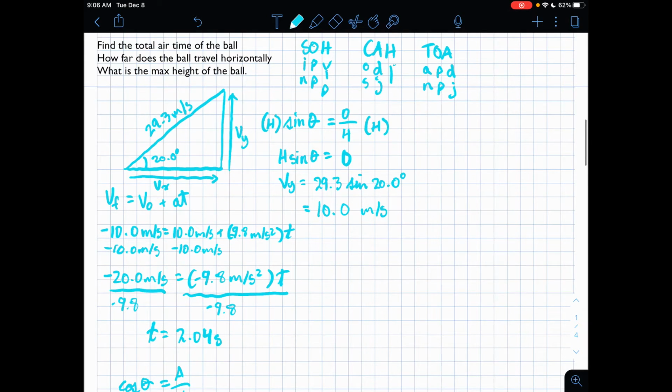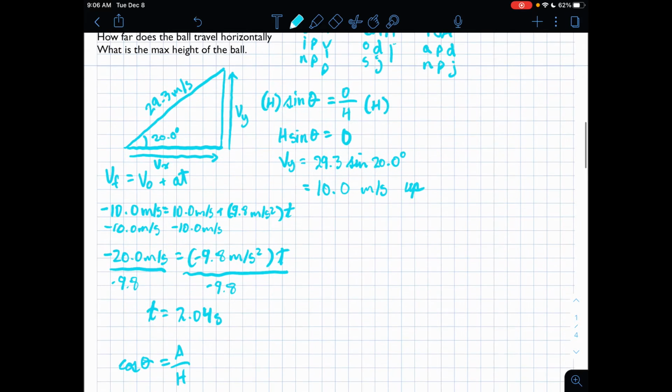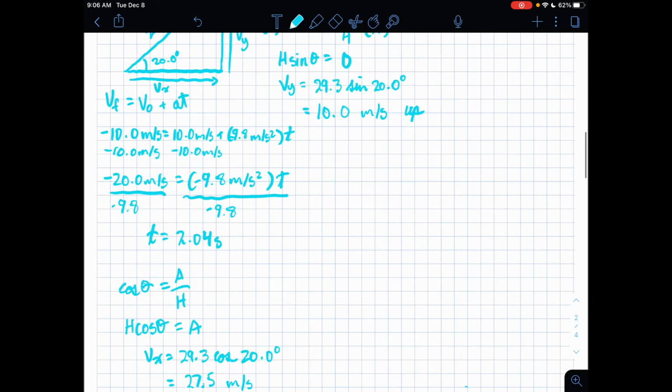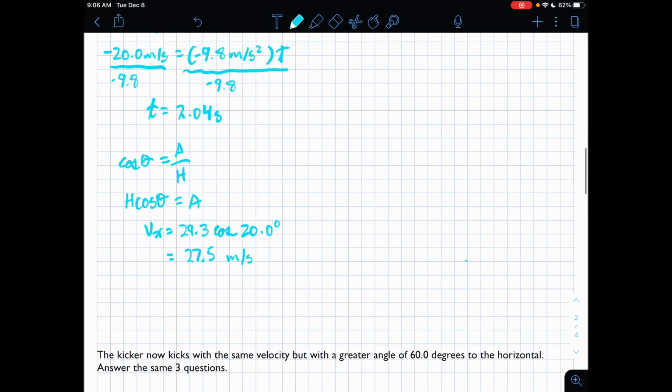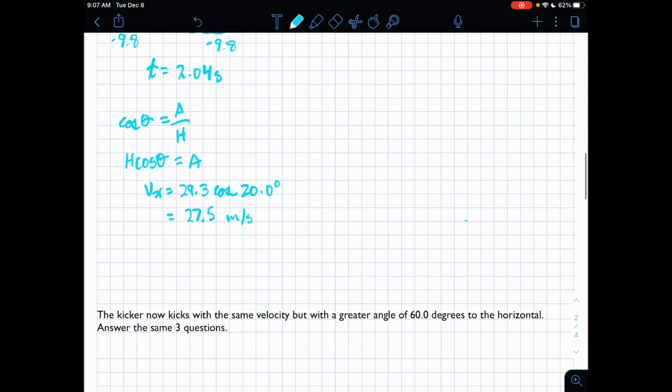Oh, and sorry, I forgot to mention, but when you're writing out vectors or answers to vectors, it's important to also include direction, because that way you can be more accurate with your answers. So that'd be 10.0 meters per second up and to the right.